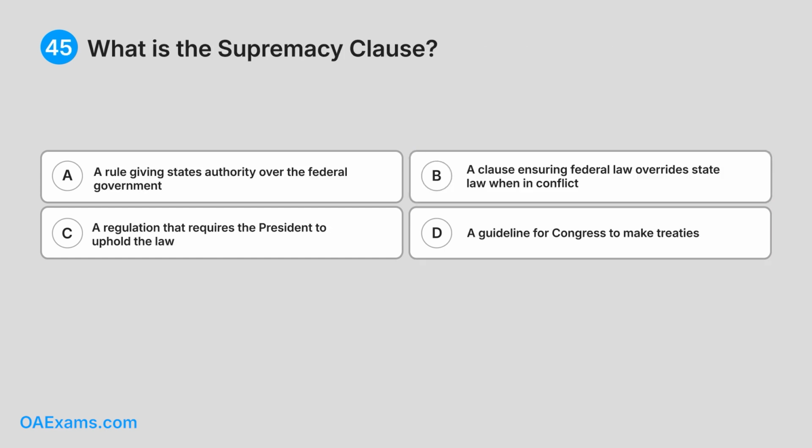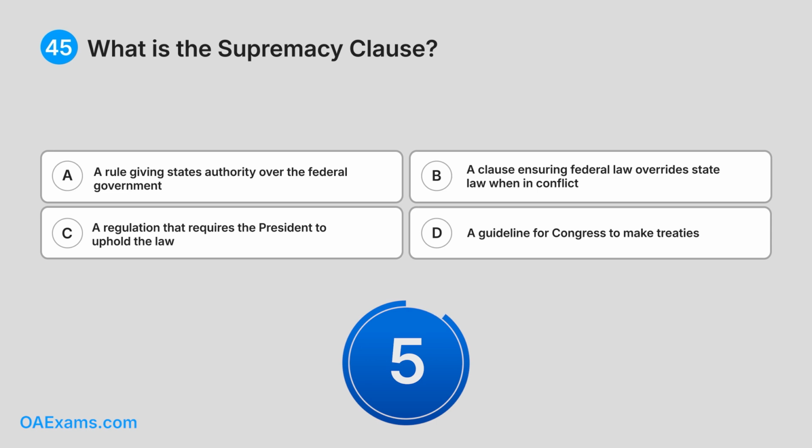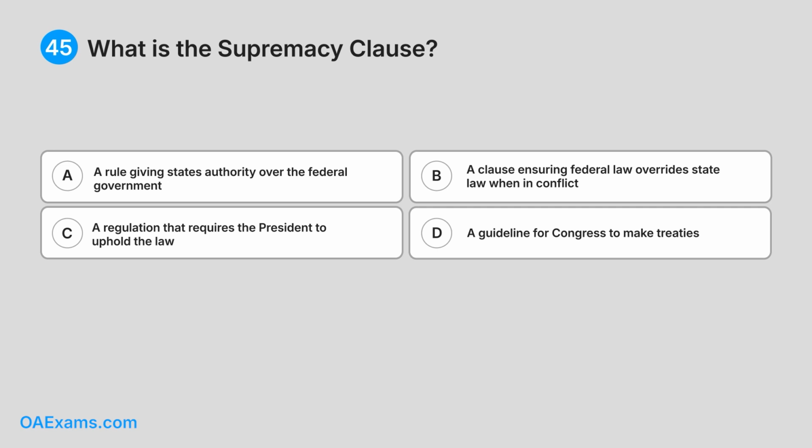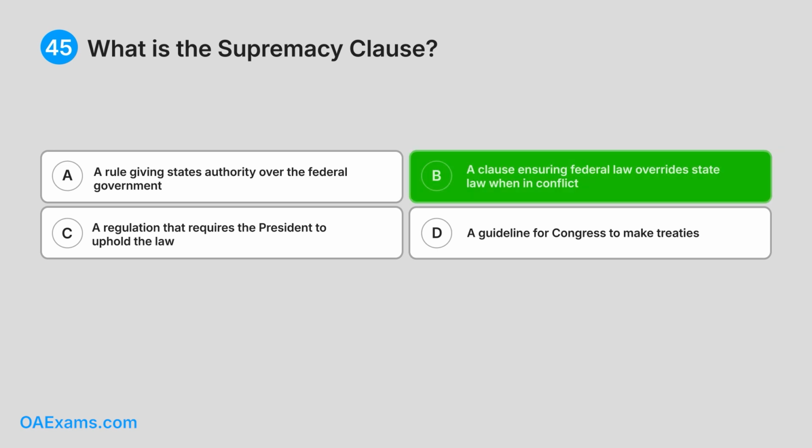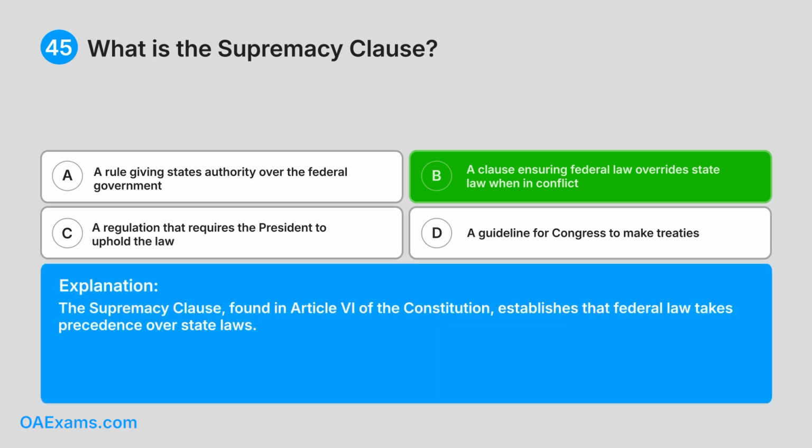45. What is the Supremacy Clause? A. A rule giving states authority over the federal government. B. A clause ensuring federal law overrides state law when in conflict. C. A regulation that requires the President to uphold the law. D. A guideline for Congress to make treaties. Can you guess the answer? Correct answer: B. A clause ensuring federal law overrides state law when in conflict. Explanation: The Supremacy Clause, found in Article 6 of the Constitution, establishes that federal law takes precedence over state laws.